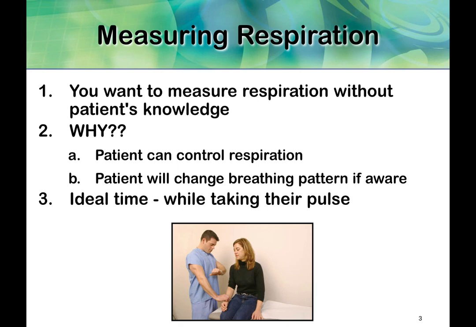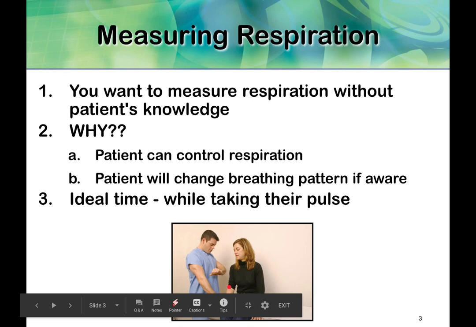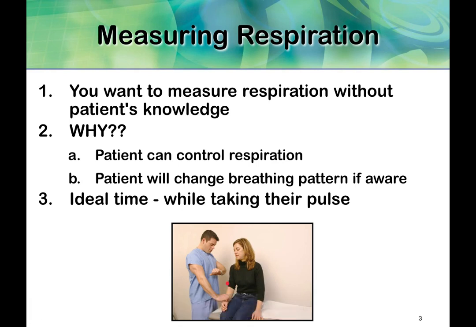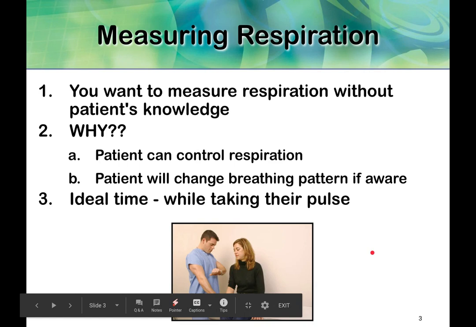And so you're going to be checking the pulse for 30 seconds as long as it's regular, 60 seconds if it's irregular, and make note of the number, and then immediately begin watching for respirations and continue timing for another additional 30 seconds. And then the patient just thinks that you're still taking their pulse. This is the best way to do that.